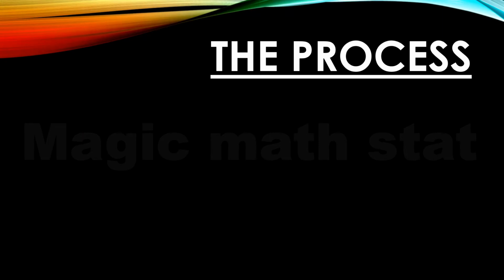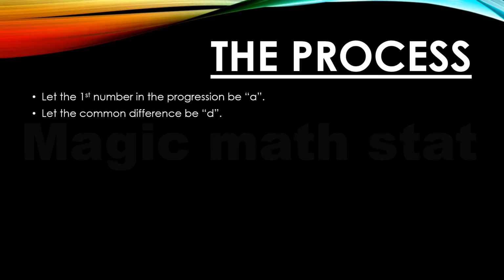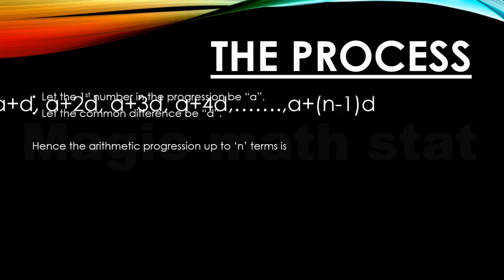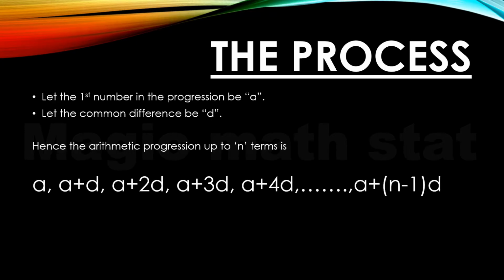Well, let's assume the first number in the progression is A and the common difference is D. Hence, the arithmetic progression up to n terms will be A, A plus D, A plus 2D, A plus 3D, A plus 4D, up to A plus (n minus 1) times D. So you can see that the first term in the AP is A, the second term is A plus D, the third term is A plus 2D, the fourth term is A plus 3D, the fifth term is A plus 4D, and it goes on up to the nth term, which is A plus (n minus 1)D.